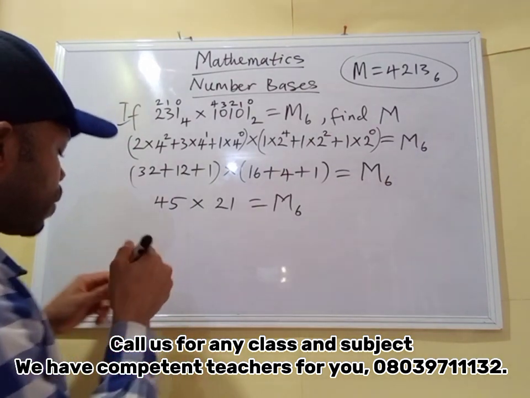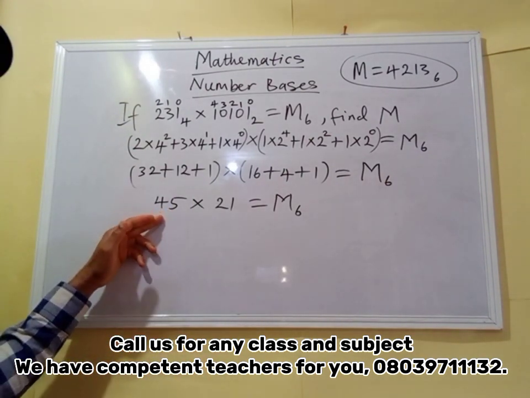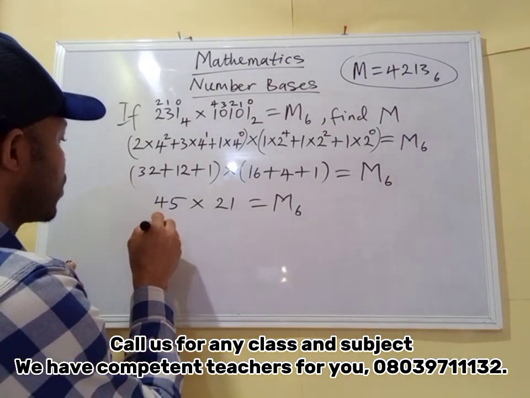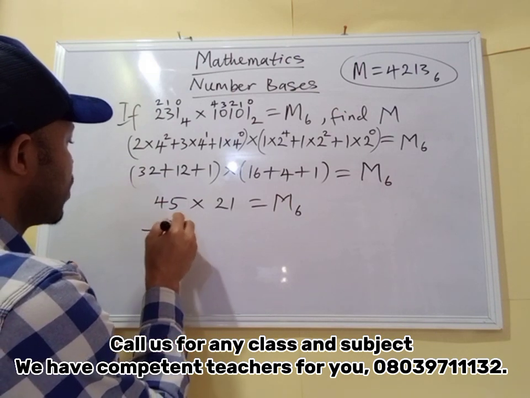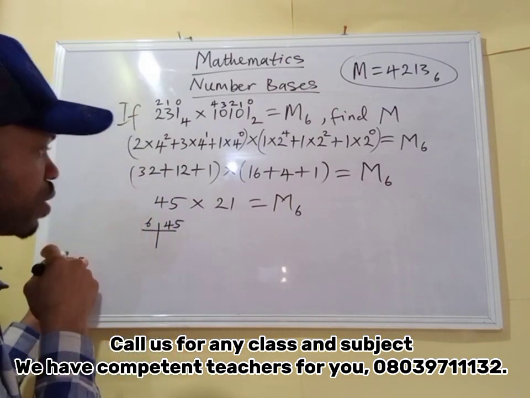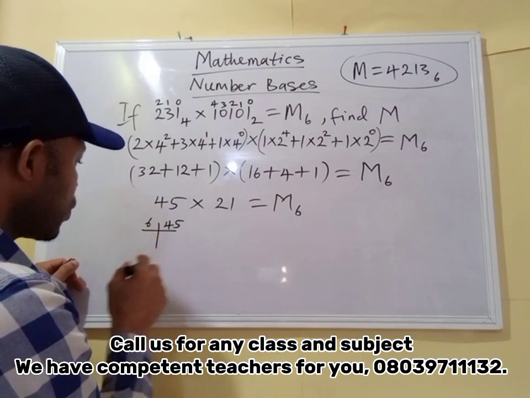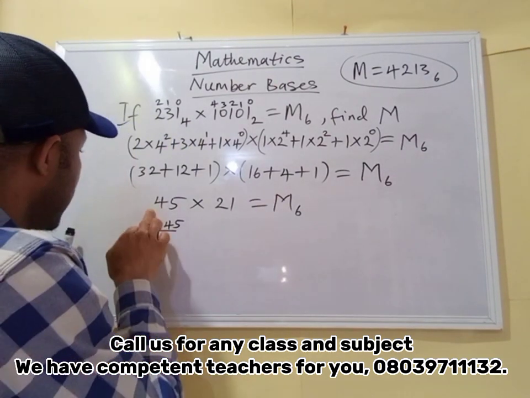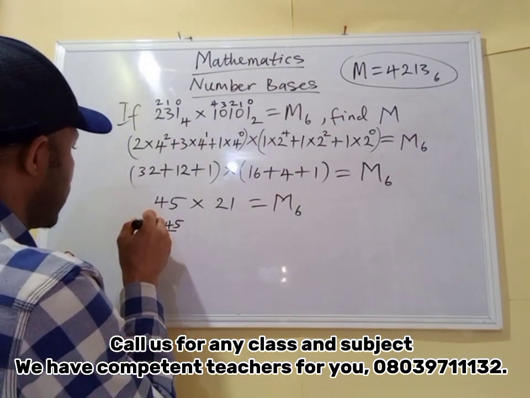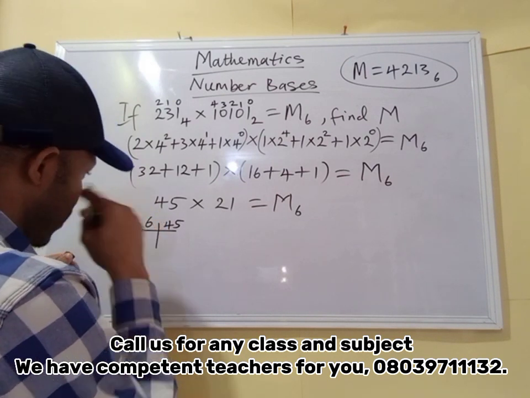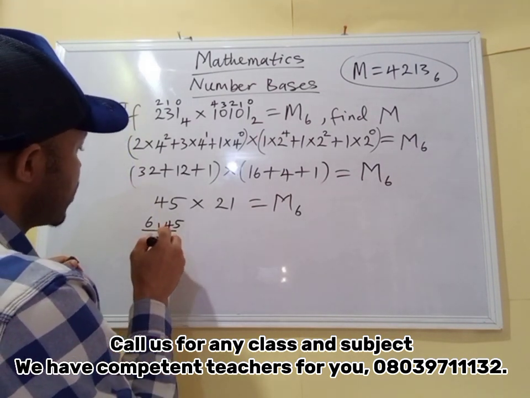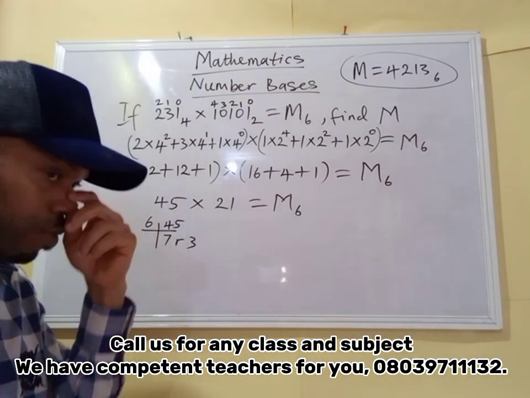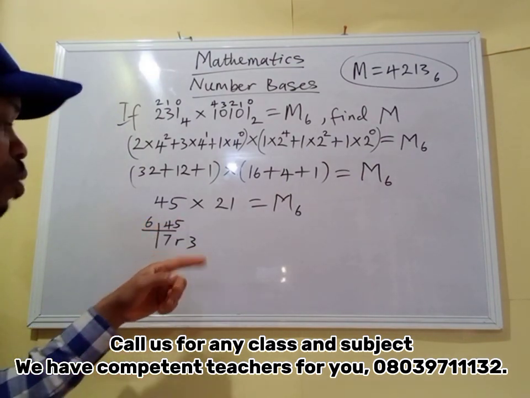Remember, when we are converting from base 10 to any other base, we use the table method. So if we use the table method on this, it's going to be something like this. We have 45 here, we have 6 here because we are converting to base 6. So 6 into 45 is 7, remainder 3, because 7 times 6 is 42.